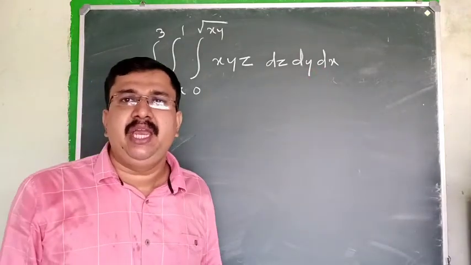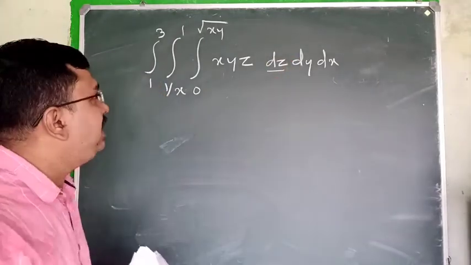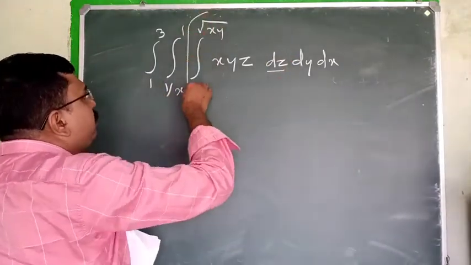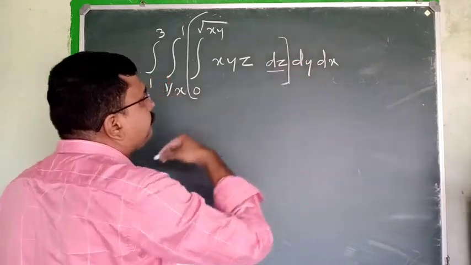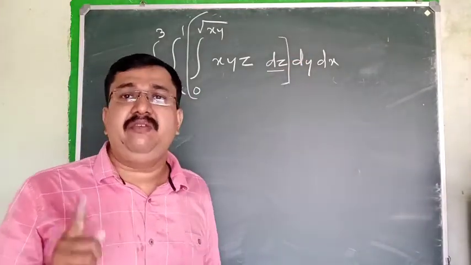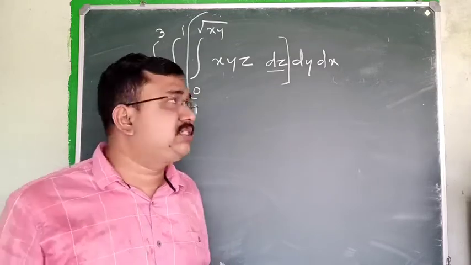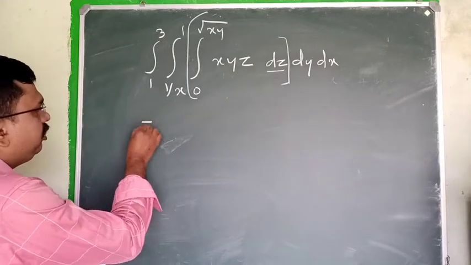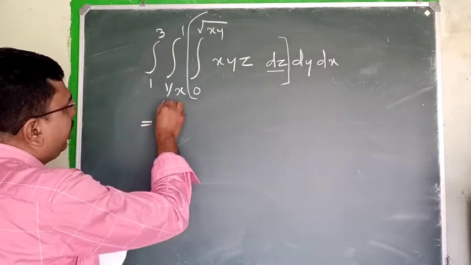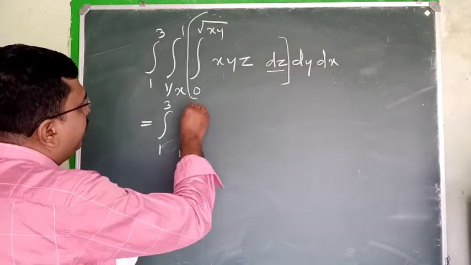First we integrate with respect to z. That is, first we do this portion, integrating with respect to z. Then x and y are taken as constants. Therefore, this is equal to the integral 1 to 3, integral 1 by x to 1.